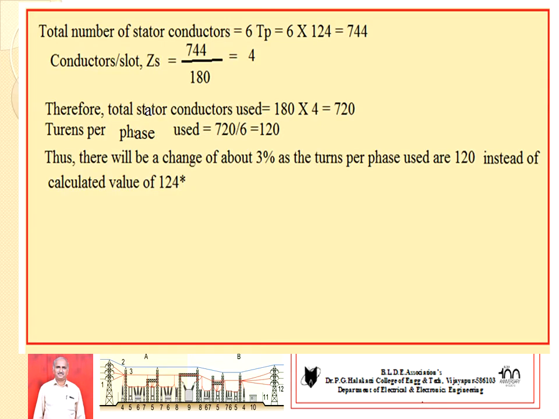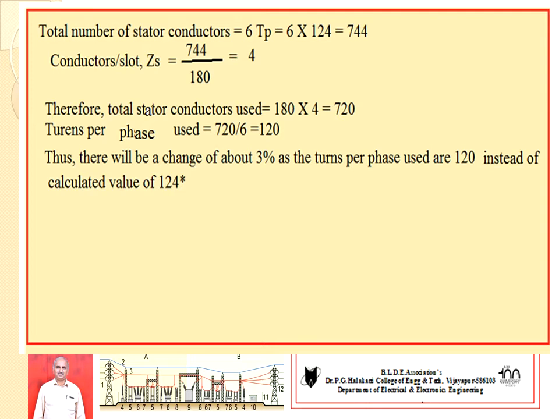Number of stator conductors should be equal to 6 times TP, where TP is turns per phase. We are going to get 744. Hence finally, conductors per slot should be equal to total conductors divided by total slots. We are going to get this value as 4. Therefore, total stator conductors used: 180 into 4, 180 number of slots into conductors per slot.